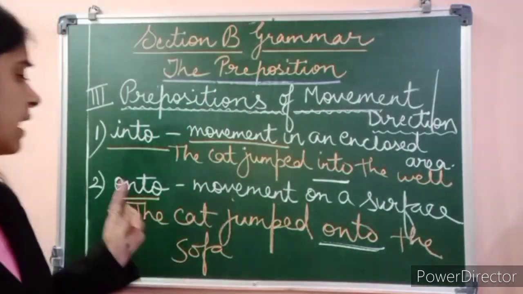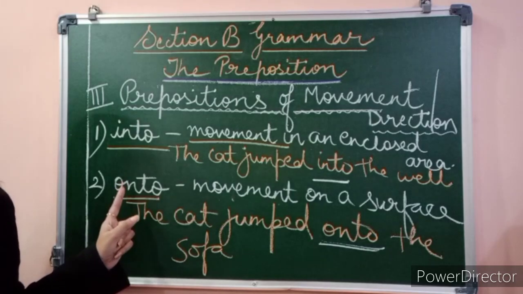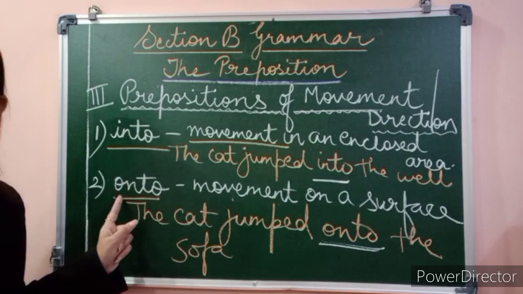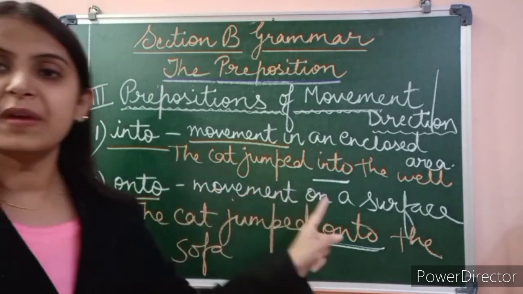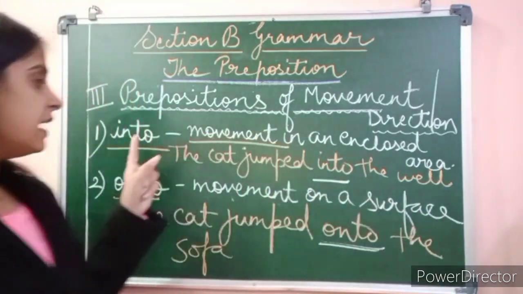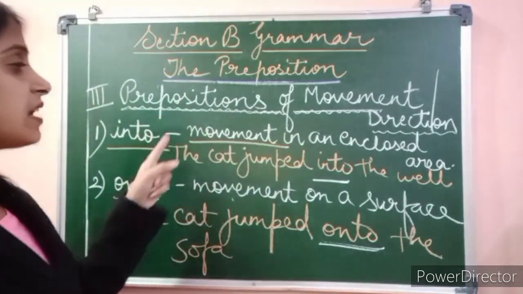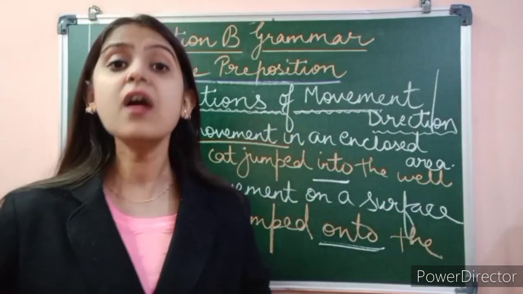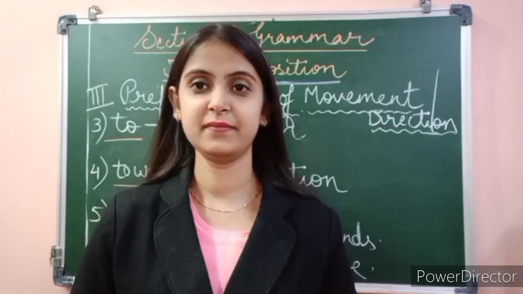It's very easy. You can just link it with on. On is used when we talk about a surface. So onto will be used when there is movement on a surface. In is used when we talk about an enclosed area. So when there is movement in an enclosed area, we will use into. Okay, just remember like that.